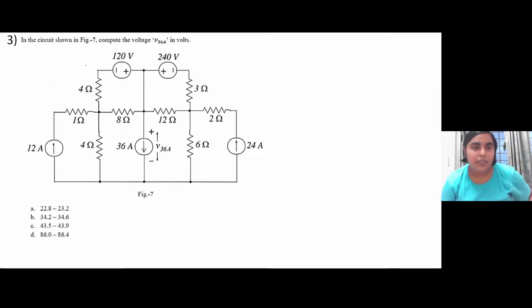You have been given a circuit as shown in this figure 7, and the question asks you to compute the voltage V across this 36 ampere current source. For solving this circuit, you can either compute the loop currents and calculate the voltage across this branch, or you can use KCL, calculate the branch current, and compute the voltage across this particular current source. We will be using KCL for this problem, but you can use both.